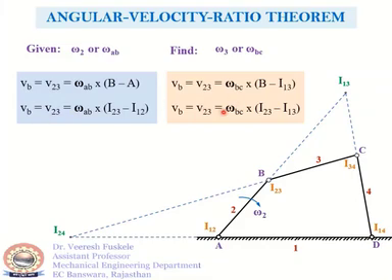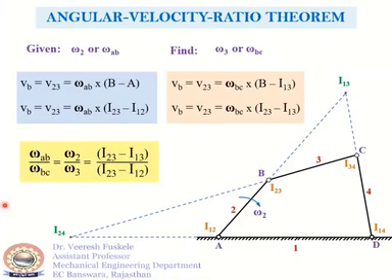So knowing these two as equal, we can further get omega AB upon omega BC, that is omega 2 upon omega 3, is equal to I23 minus I13 divided by I23 minus I12. So this is how we can determine omega 3. Now to determine the output angular velocity omega 4 of link 4, we consider the point I24, which we have already located.